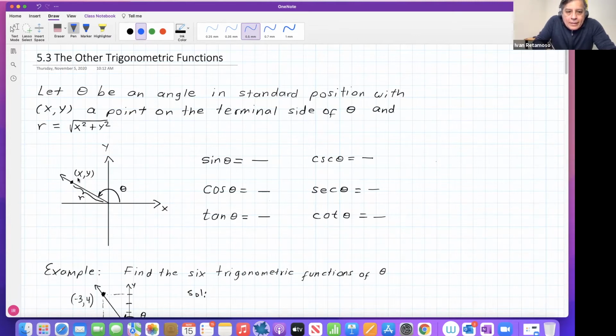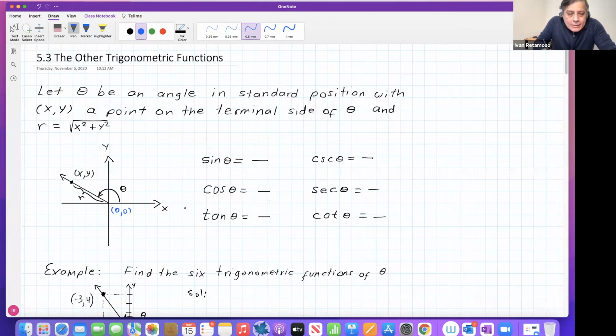And for this (x, y), they set this r, the distance from the origin to the point. This distance can be found using the distance formula. Remember, (x minus 0) squared plus (y minus 0) squared. Then you take the square root of that. That is the length for r. r equals the square root of x squared plus y squared.